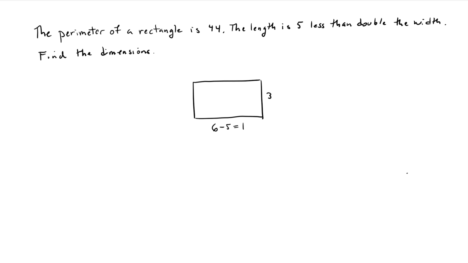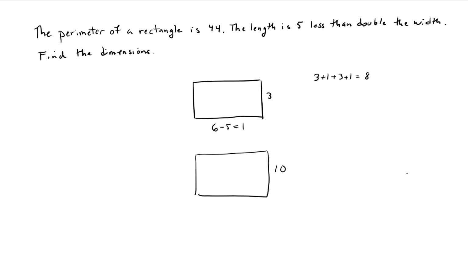And in that case, what would be my perimeter? It would be 3 plus 1 plus 3 plus 1, right? So it would be 8. We're quite far from 44. So probably the width is a bit bigger than 3.